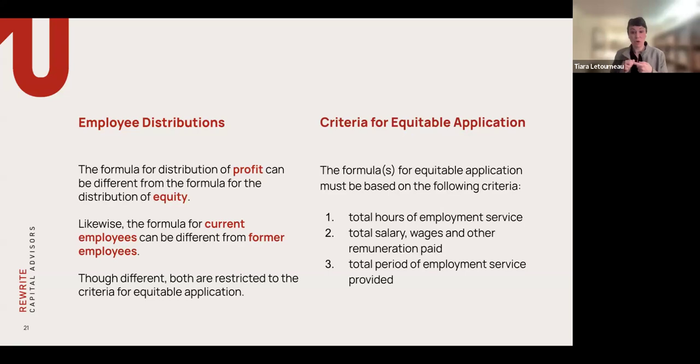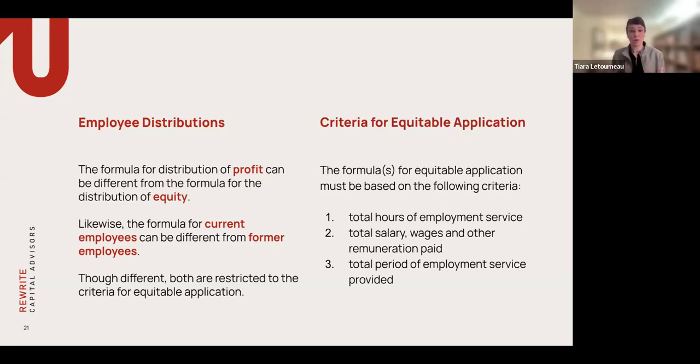The first one is total hours of employment service. That is, do you work full-time, half-time, 0.6? And that is really a proxy for equality. If you were to divide the profit distribution or the distributions to employees by just full-time employee, then you're pretty much saying if you work one full-time position, then that's one equal slice of a pie. If you work half of that, you get half of that slice of the pie. So that's your equality metric.